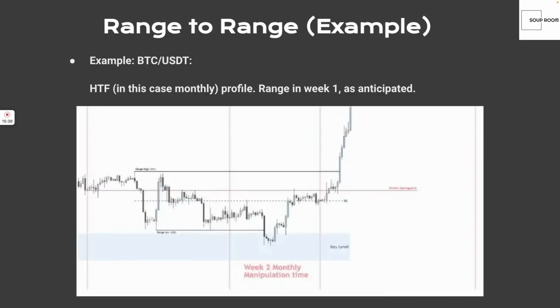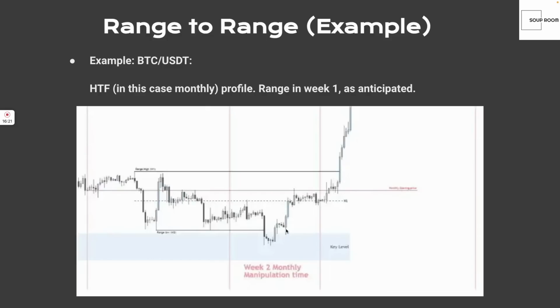Let's take a look at a range to range example on Bitcoin USDT. The higher time frame in this case is the monthly profile. Range in week 1 as anticipated. Week 2 of the month is manipulation. And this is exactly when you want to be looking for an entry. Consolidation on the higher time frame, which is week 1. Consolidation on the lower time frame, which is week 2. Turtle soup into a key level.